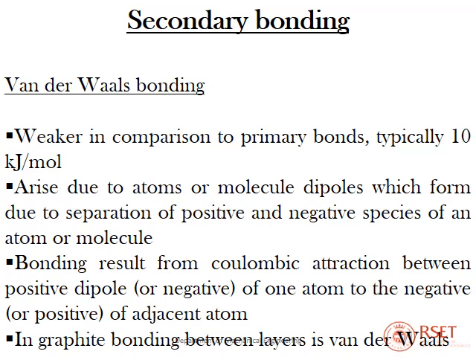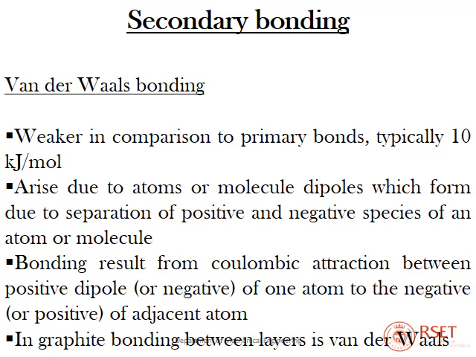If you look into the secondary bonding, that is van der Waals bonding, that is much weaker. Weaker in comparison to primary bonds, typically 10 kilojoules per mole. It's only the bond strength. It arises due to atomic or molecular dipoles, which form due to separation of positive and negative species of an atom or molecule.